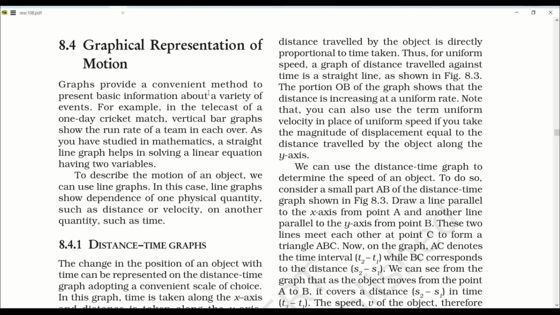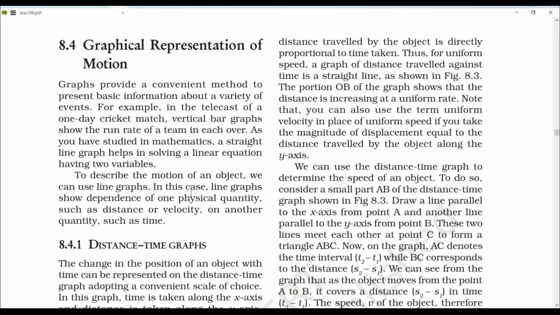Graphs provide a convenient method to present basic information about a variety of events. For example, in the telecast of a one-day cricket match, vertical bar graphs show the run rate of a team in each over. As we have studied in mathematics, a straight line graph helps in solving a linear equation having two variables. A graph is a pictorial representation that presents the data in a much simpler manner.